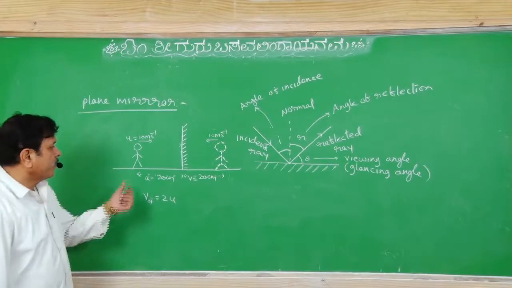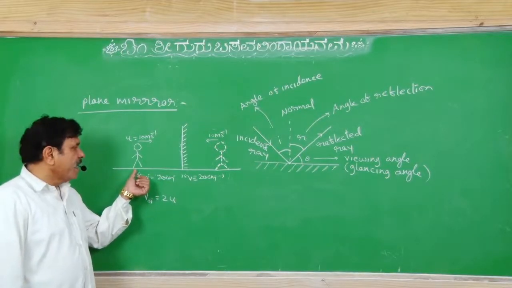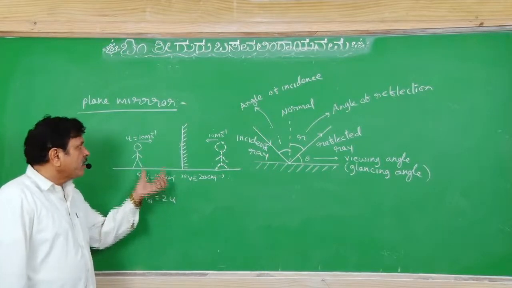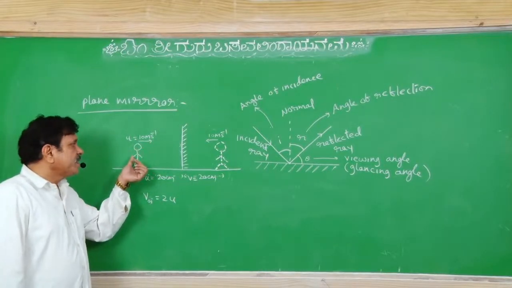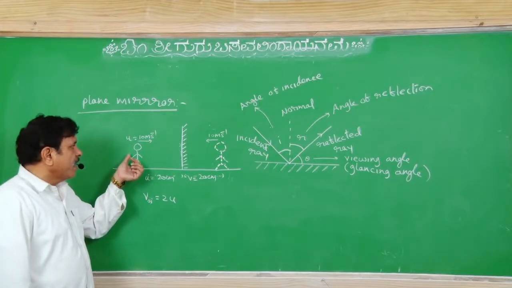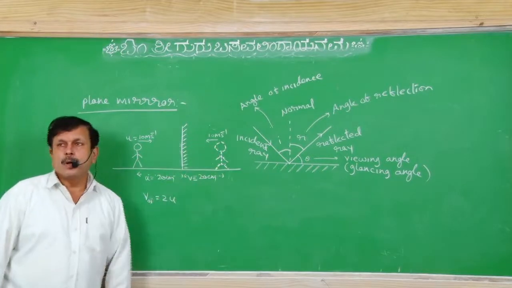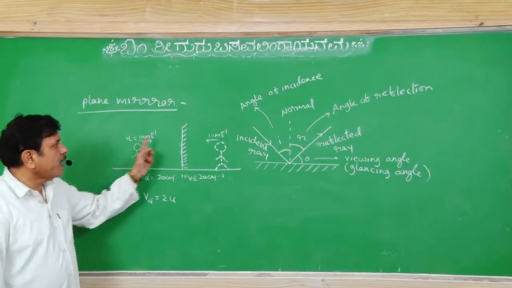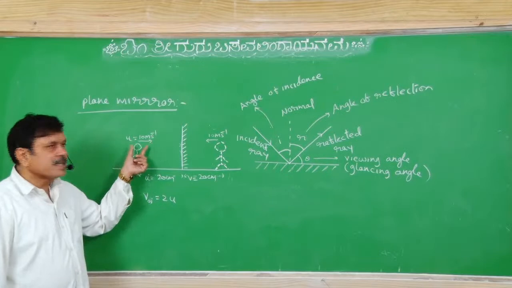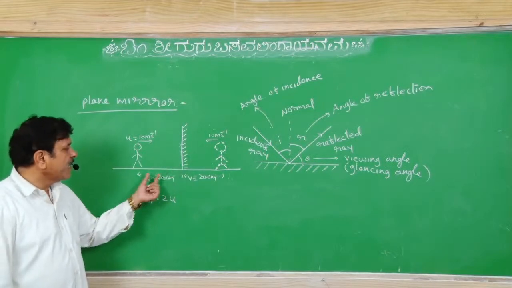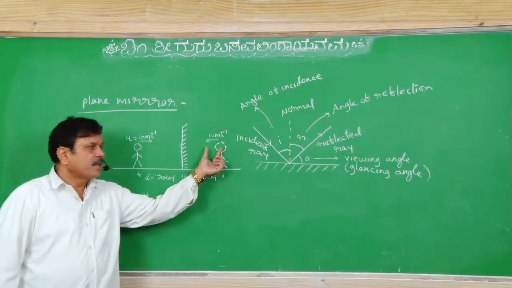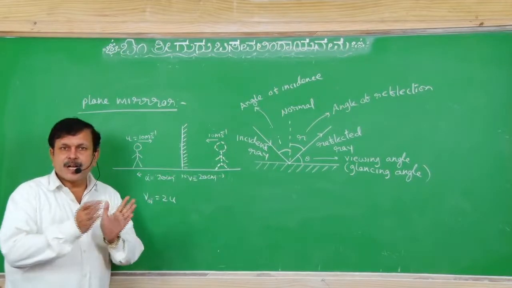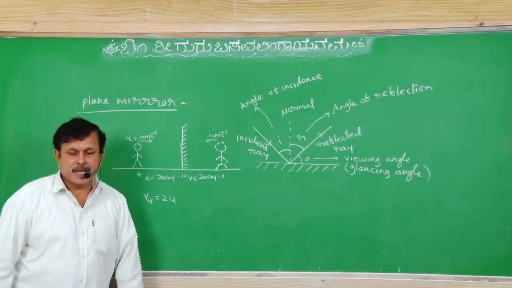If we look at the velocity of the person and the mirror, that will be the same, 10 meters per second. But the velocity of this person with respect to the image will be 2 times that, because the object moves towards the mirror by 10 meters in 1 second, and the image also moves by 10 meters in 1 second. So the distance reduces by 2 times.